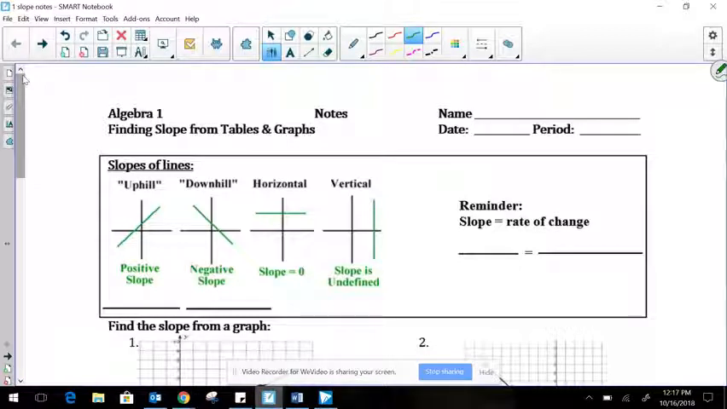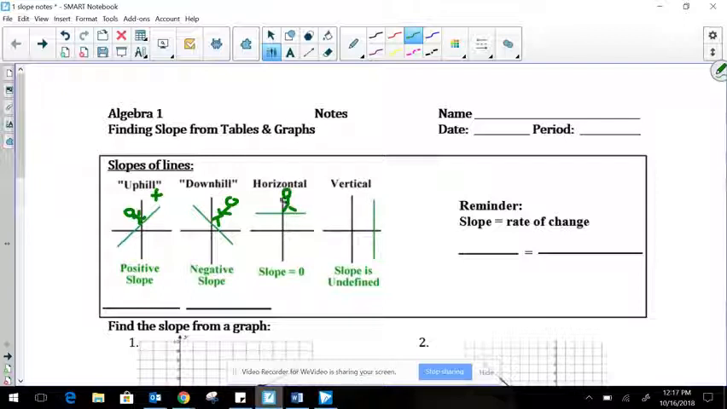So the first one here, we say it's uphill. If I drew a little man on the line, he's climbing up the hill. So if you're going up, that's towards the positive, so that's a positive slope. If I drew a little man on my hill, he's climbing down the hill. So we say, okay, that would be negative. He's going down.